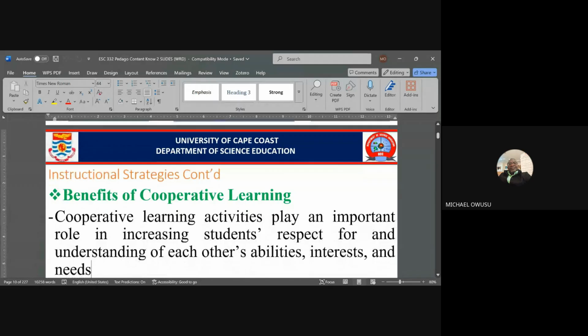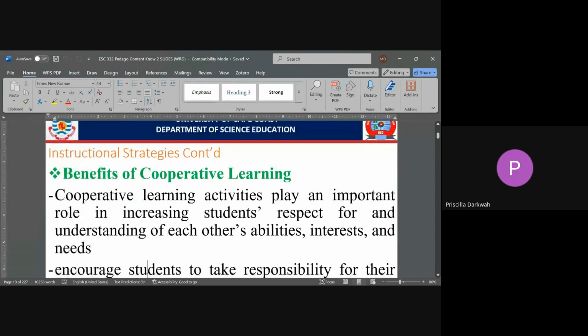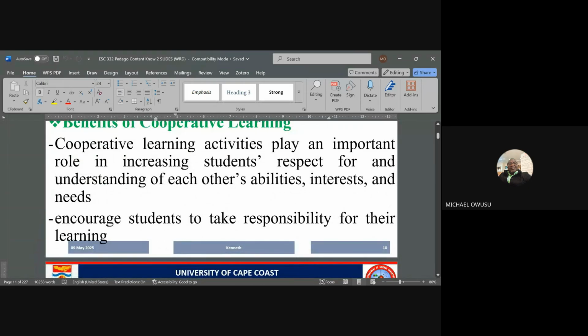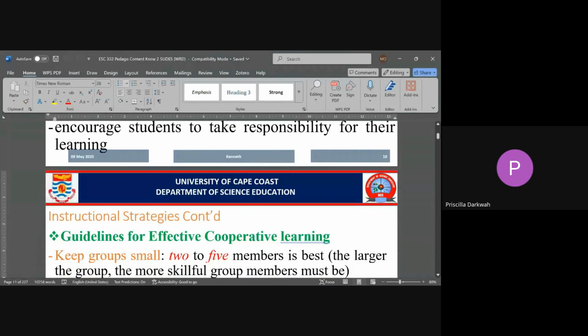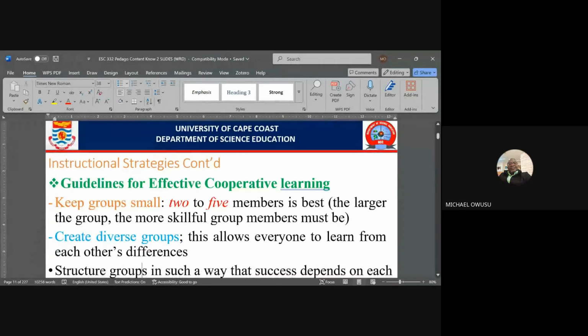So cooperative learning activities play an important role in increasing students' respect and understanding for each other's ability, interests, and needs. It encourages students to take responsibility for their own learning. They do the thing themselves. If the thing doesn't go well, it's the responsibility of the students. If it goes well, it's the responsibility of the students. So let's see how we can. Please check your analysis.